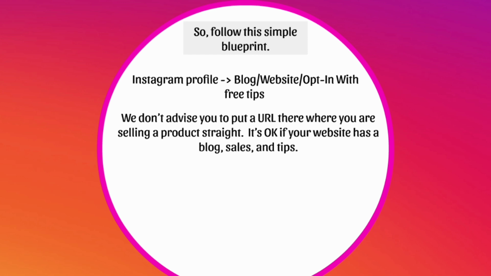So we don't advise you to put a URL there where you're selling a product straight. It's actually better if that link is going to your blog or a content piece with tips, maybe tips on scuba diving, the top 10 things you shouldn't do as a newbie scuba diver, or the top 10 gears that I use. So if you think about that, you're telling them the gears that you use, and maybe you link them to affiliate links, like Amazon affiliate links. So you're indirectly making money by providing free content. So that's another method of indirect selling.